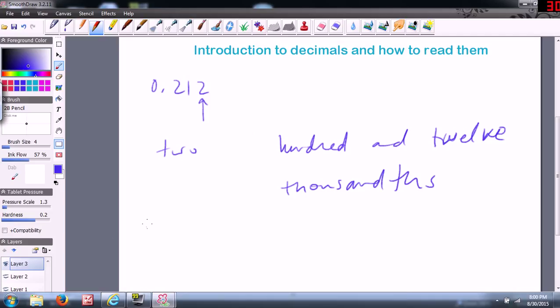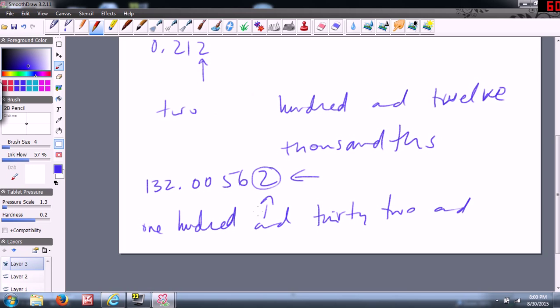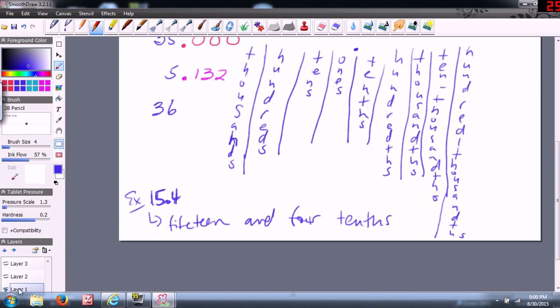Now say we had the following decimal. So over here again, we look at the final digit. This would be read 132, and then you look at your final digit. If I look at the chart, we have to see which place it falls into. And it falls into the fifth one, so that's the hundred thousandths with a TH.